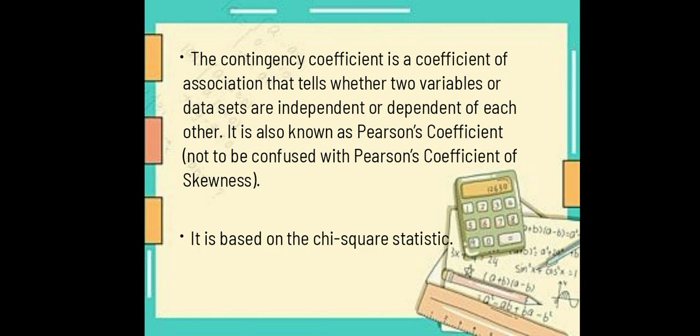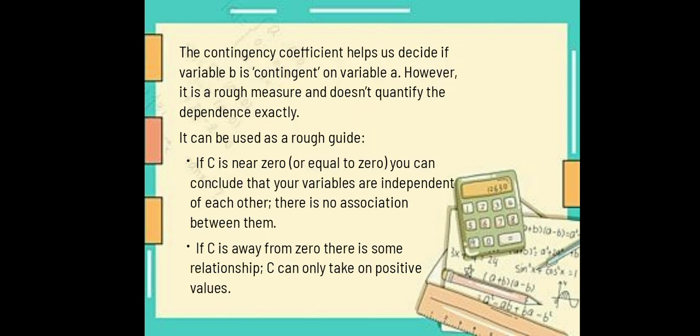The contingency coefficient is a coefficient of association that tells whether two variables or data sets are independent or dependent of each other. It is also known as Pearson's coefficient and is based on the chi-square statistic. The contingency coefficient helps us decide if variable B is contingent on variable A. However, it is a rough measure and doesn't quantify the dependence exactly.